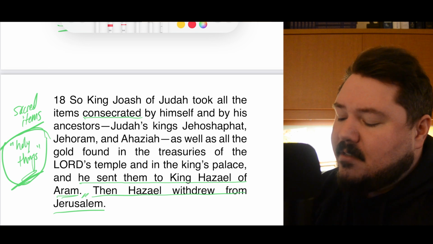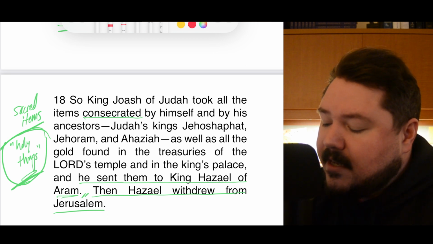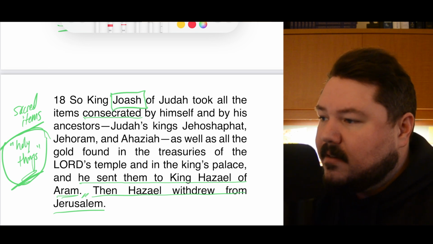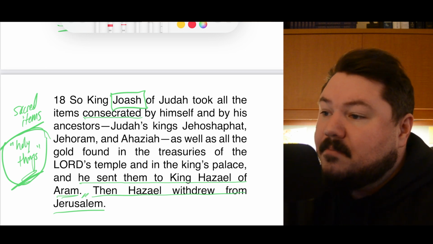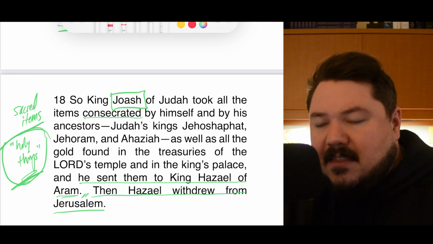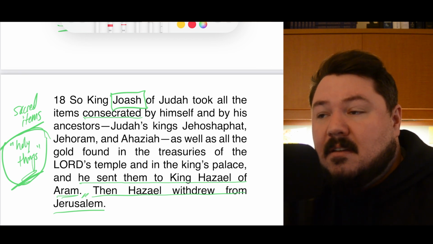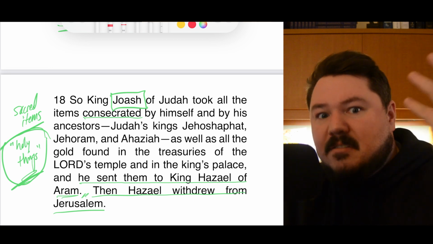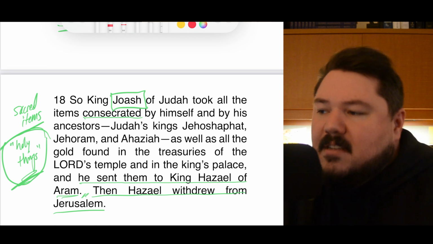So whereas, on the front end of Joash's story, you have this positive treatment of he restored holy things in the temple, he now uses those very holy things in an act of distrust. And I think it's inviting this contrast. That, yeah, he restored the holy things, but he also sent off the holy things to a foreign king because he was fearful.